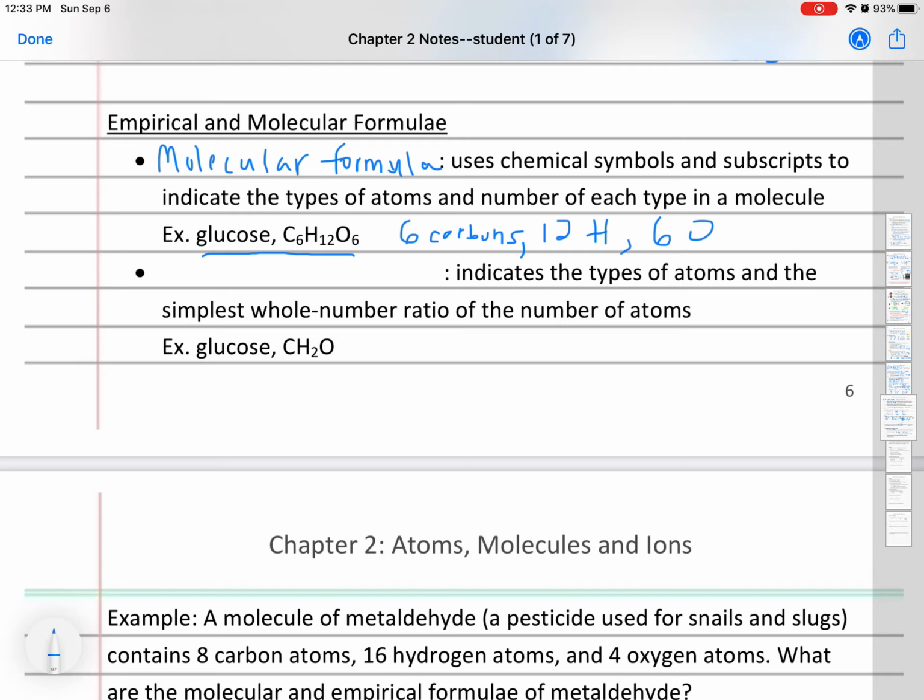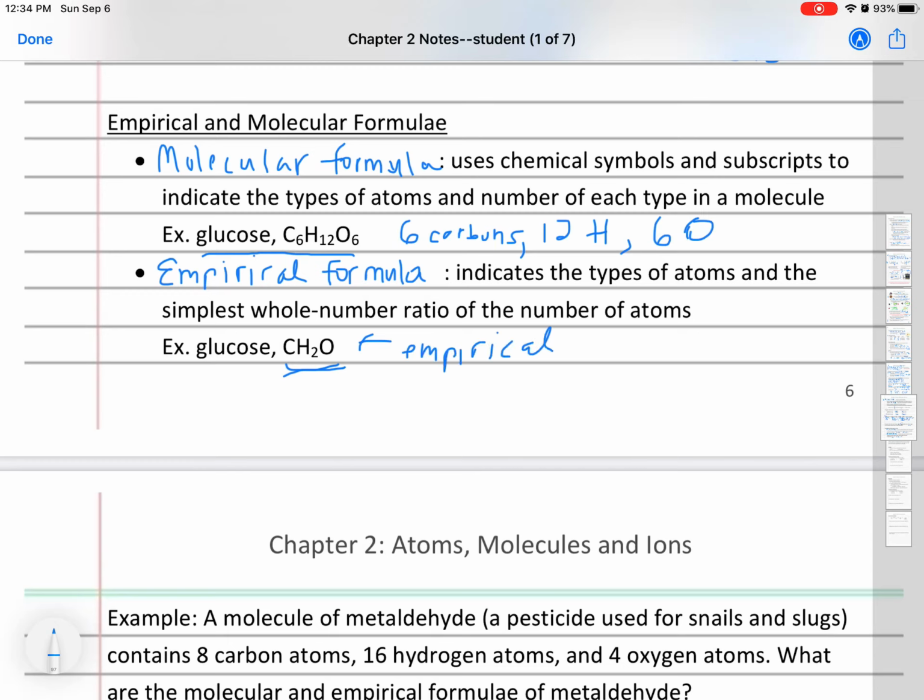A way we could simplify that, like in math, when you have fractions, you're often told to simplify them to the simplest form. We can do that with molecular formulas too. And we call that the empirical formula. The empirical formula indicates the types of atoms in their simplest whole number ratio. So for glucose, we could divide all of those subscripts by 6 and simplify this to 1 C, 2 hydrogens, and 1 oxygen. So this would be the empirical formula for glucose.